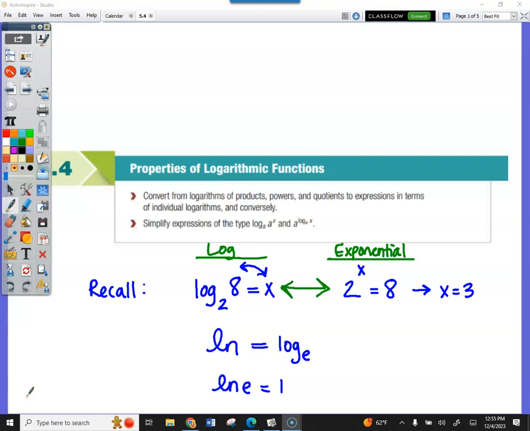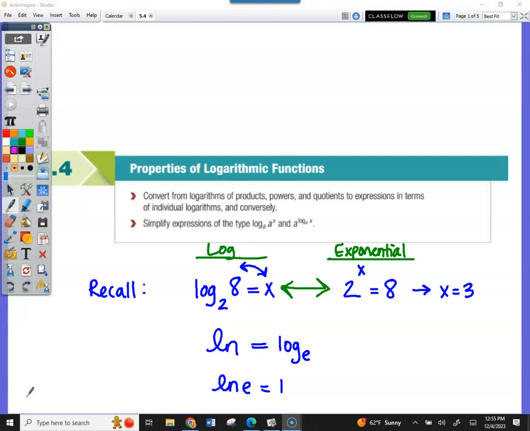Make sure you're staying with me and not trying to work on something else. You need to recall the conversion between a logarithmic equation and an exponential equation, also keeping in mind what it means to solve either one of them. Also, remember these special cases: ln can be rewritten as log base e, and the ln of e is 1. So keep that in mind because this is going to pop up. These are identities that are going to help you in rewriting these logarithmic expressions.